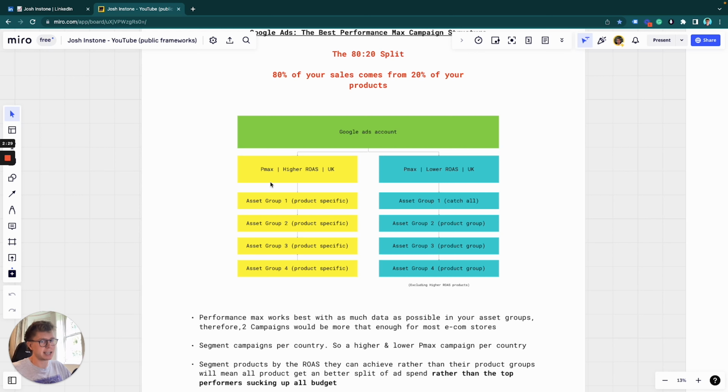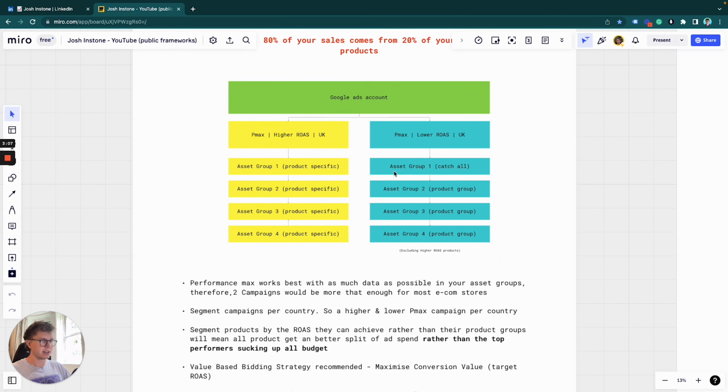We have a higher ROAS campaign where 20% of our top performing products go. The second campaign we have is a lower ROAS campaign. This is the campaign that houses the other 80% of our products, which only generate 20% of our revenue. We don't want to not include those products at all, but we put them into a separate campaign, because the majority of your budget and the return is going to come from the higher ROAS campaign. The other campaign is a supplementary campaign that we don't want to leave out. So imagine 80% of our budget goes to this one, 20% of our budget goes to this one.